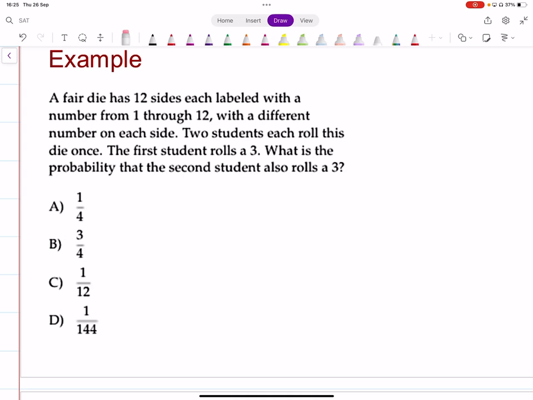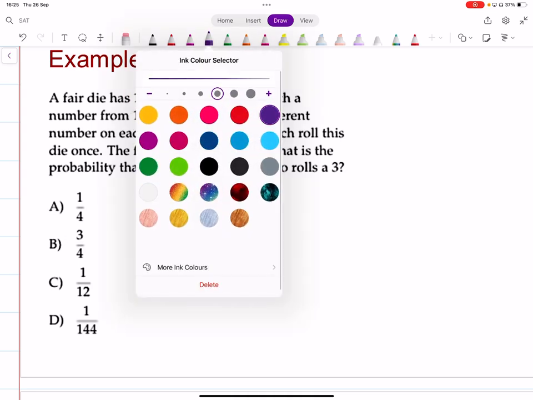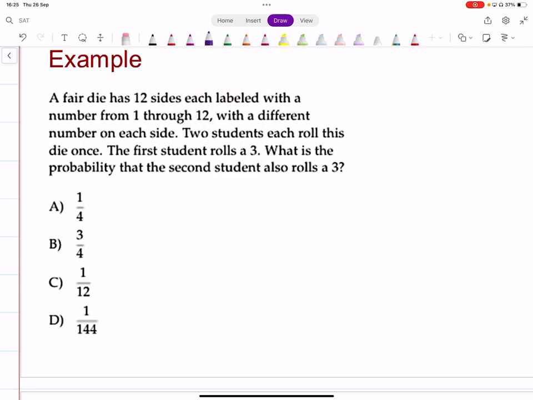1 over? It's a dice that has 12 sides. What probability are we looking for? What's the probability that the second student rolls a 3?